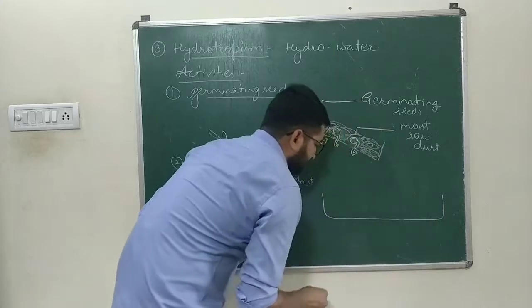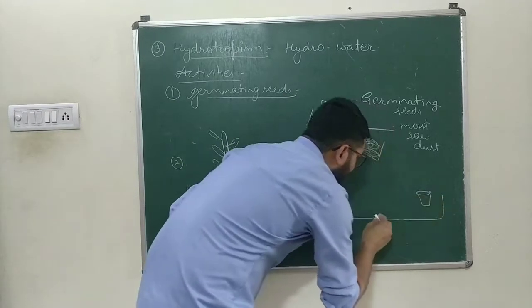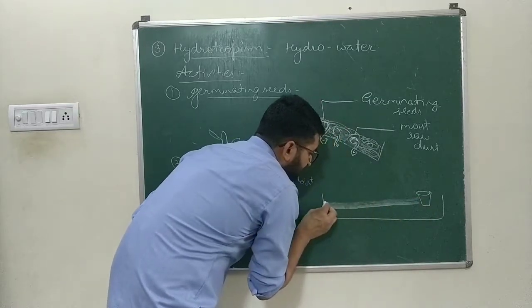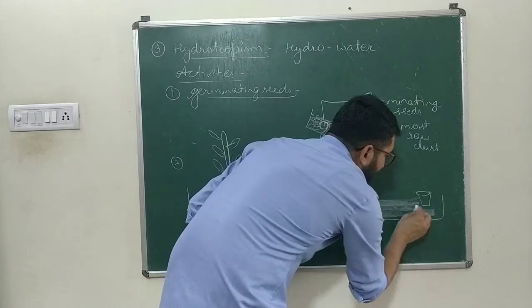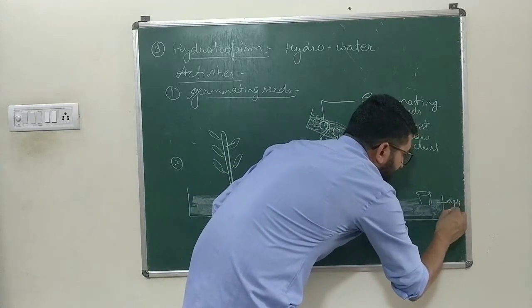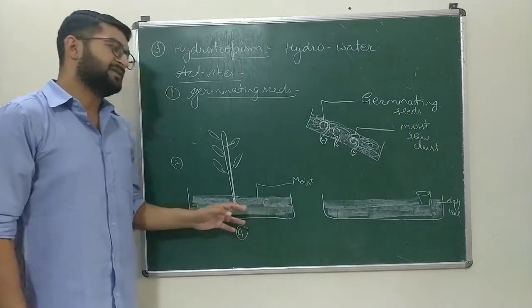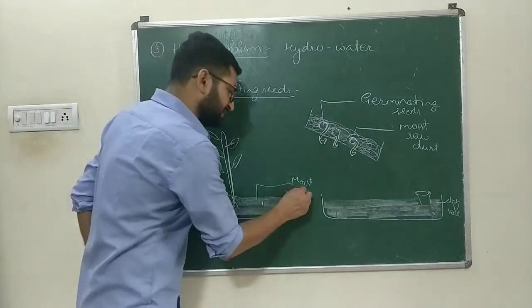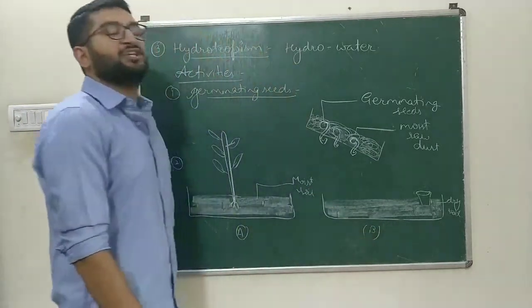In the second case, what we should do is fill this wide container with dry soil. In this, the moist soil is being taken, and in the B container, take the dry soil.